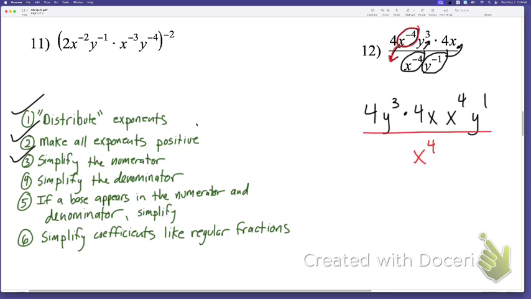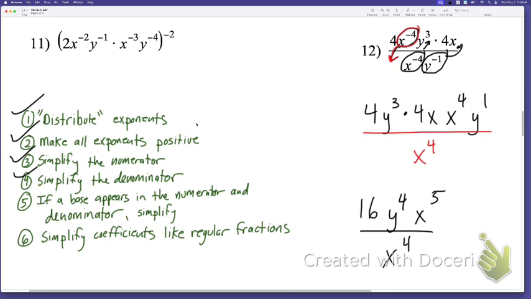So we can simplify the numerator to get 16 y to the 4th, x to the 5th, over x to the 4th. Okay, simplify the denominator, nothing to do there.